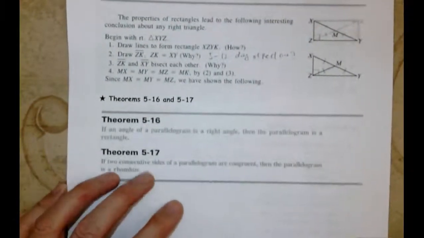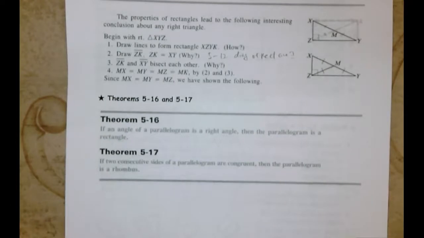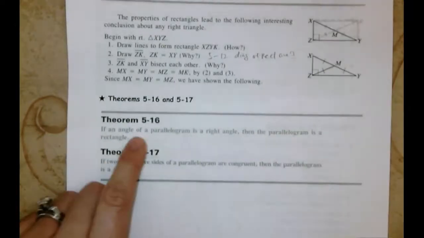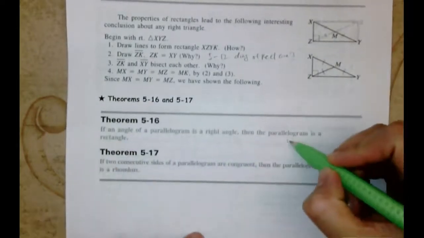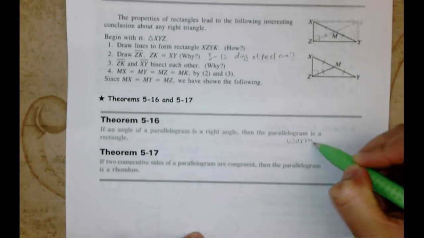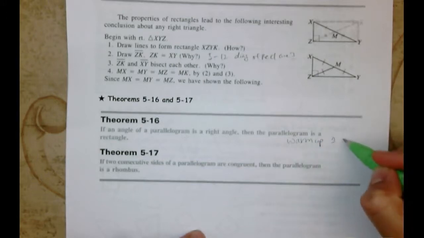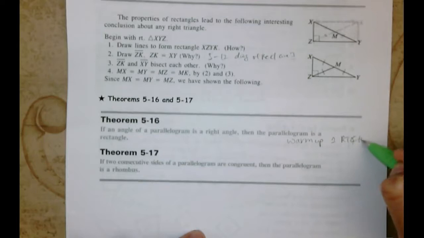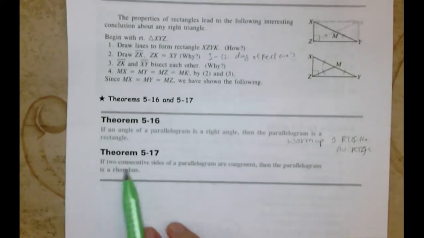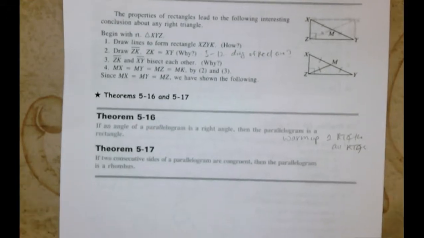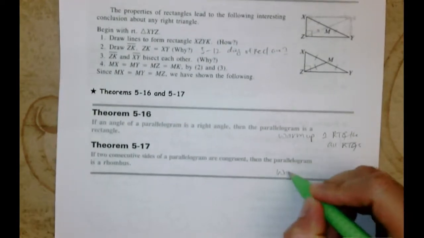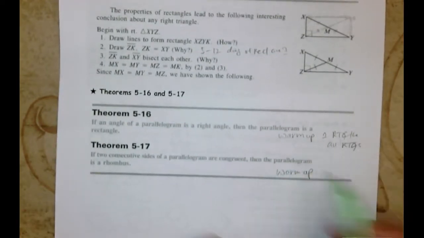And 15 and 16. If an angle of a parallelogram is a right angle, then the parallelogram is a rectangle. This is the warm-up that we did. If one is a right angle, then all right angles, right? And if two consecutive sides of a parallelogram are congruent, then the parallelogram... well, I'm giving away the answer. This was also a warm-up. Okay, but you have to interpret it and then understand it.